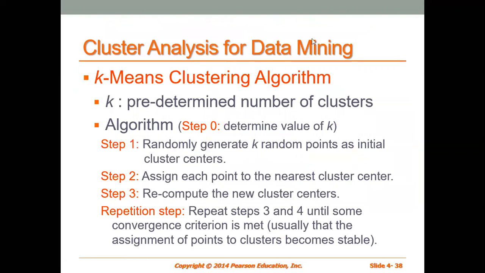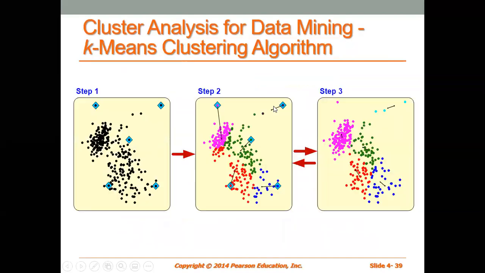So we randomly generate k points, where k means 5. So determine the value of k. Step 0: randomly generate k points as the initial cluster points. So we do this. What are the points you see here? Let's have 1, 2, 3, 4, and 5. So we have 5 points.